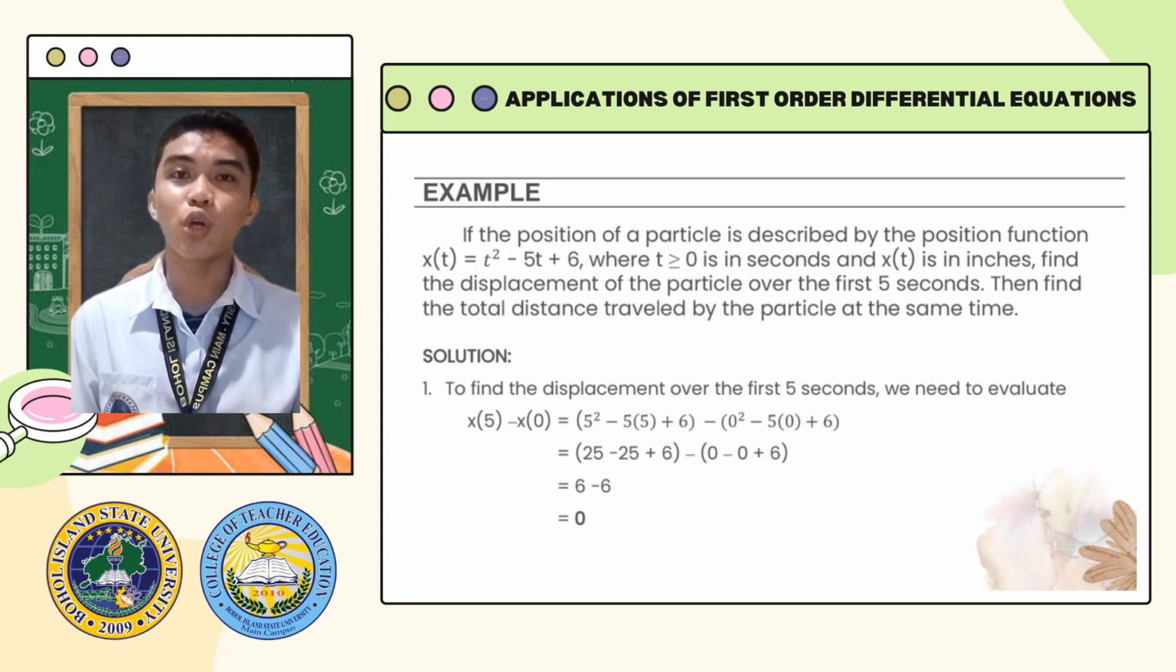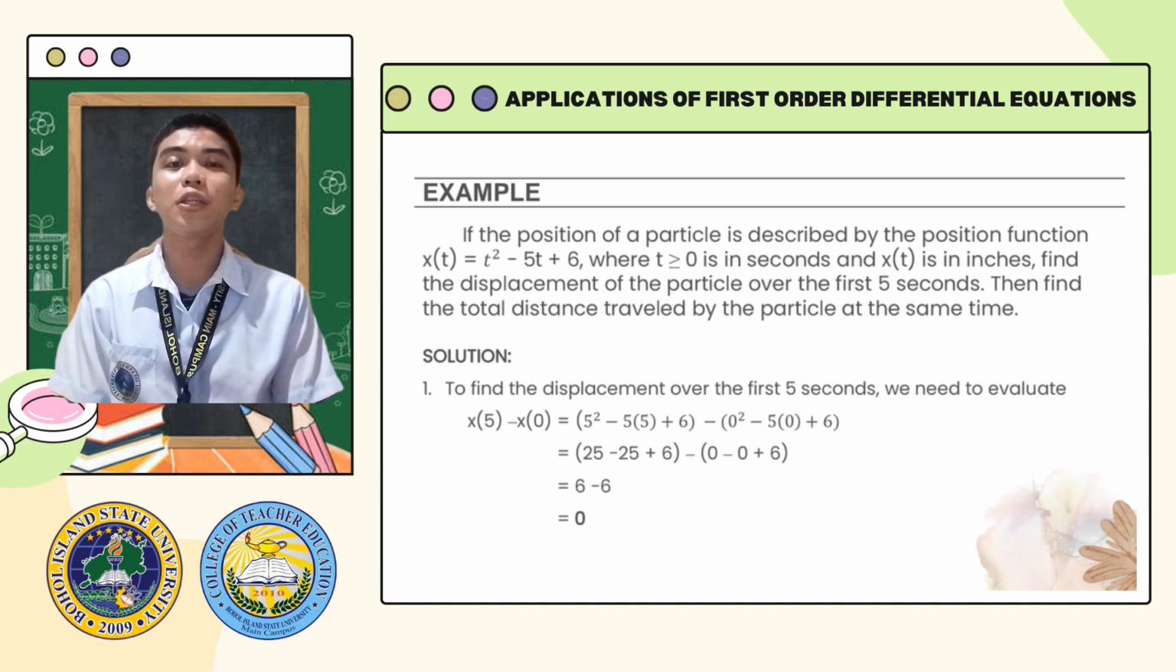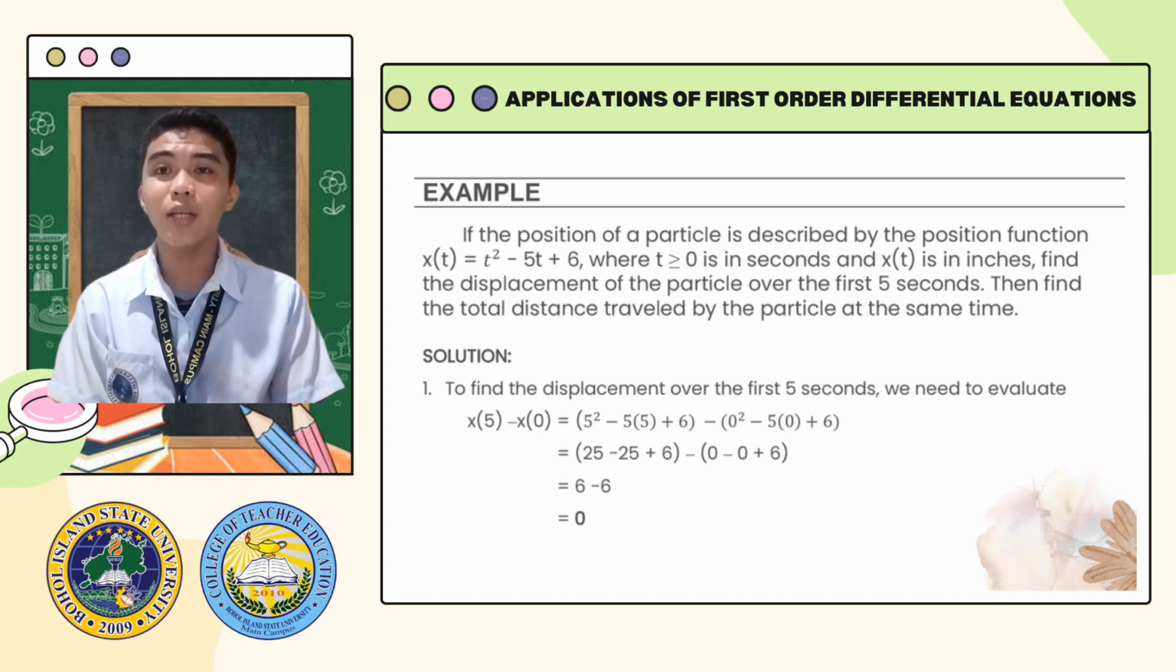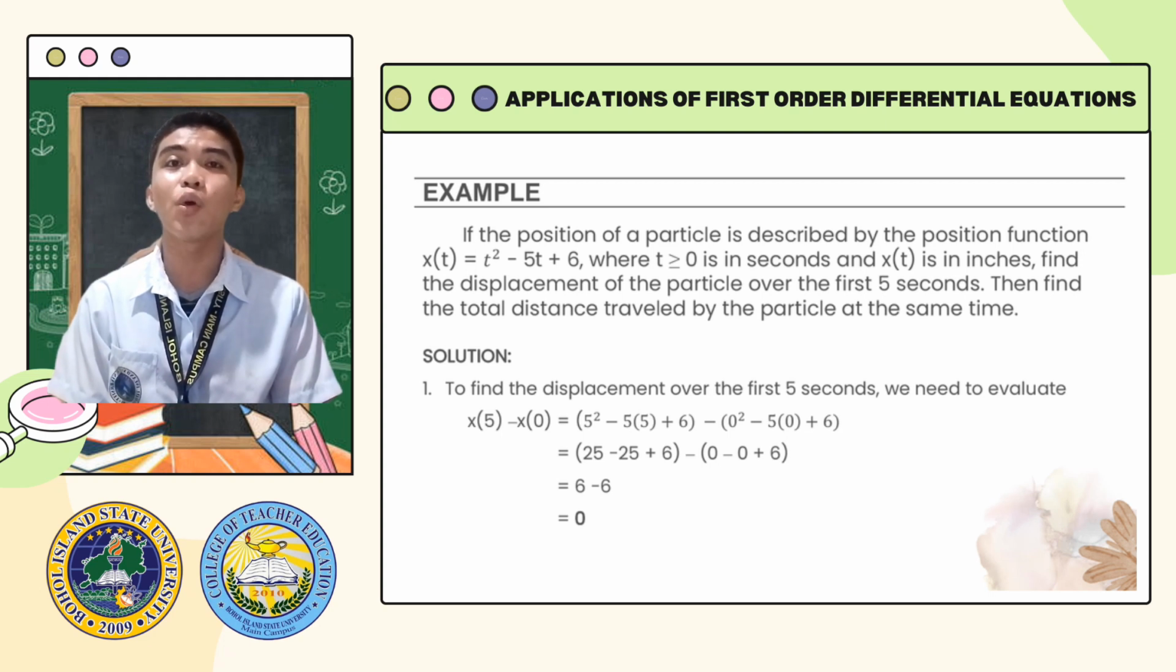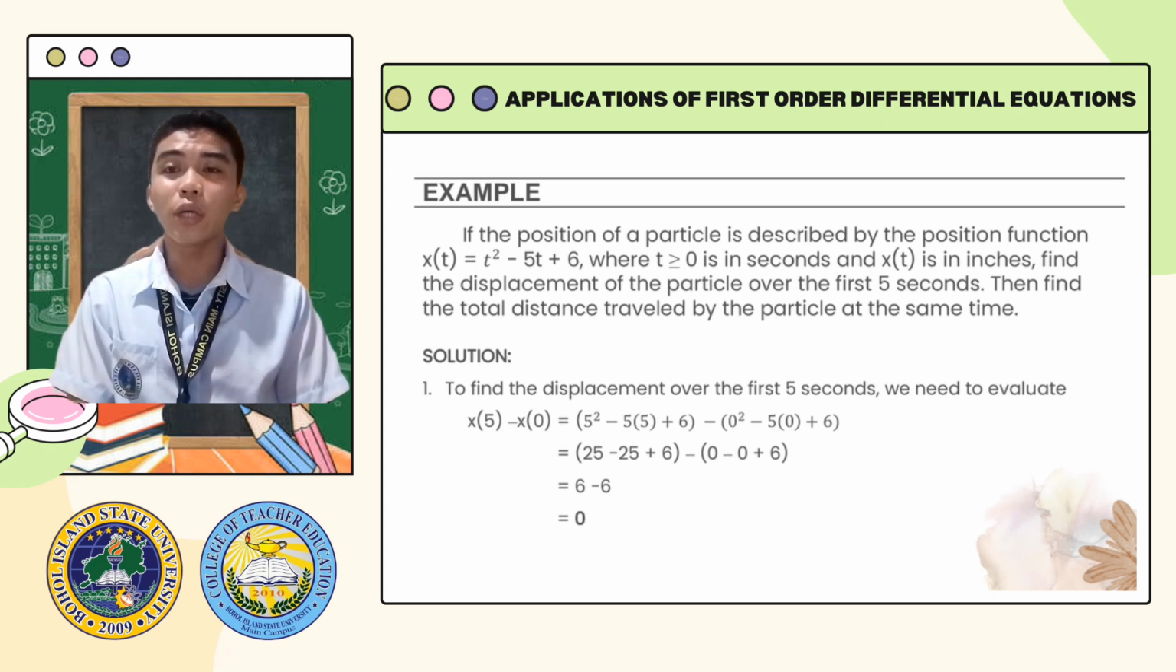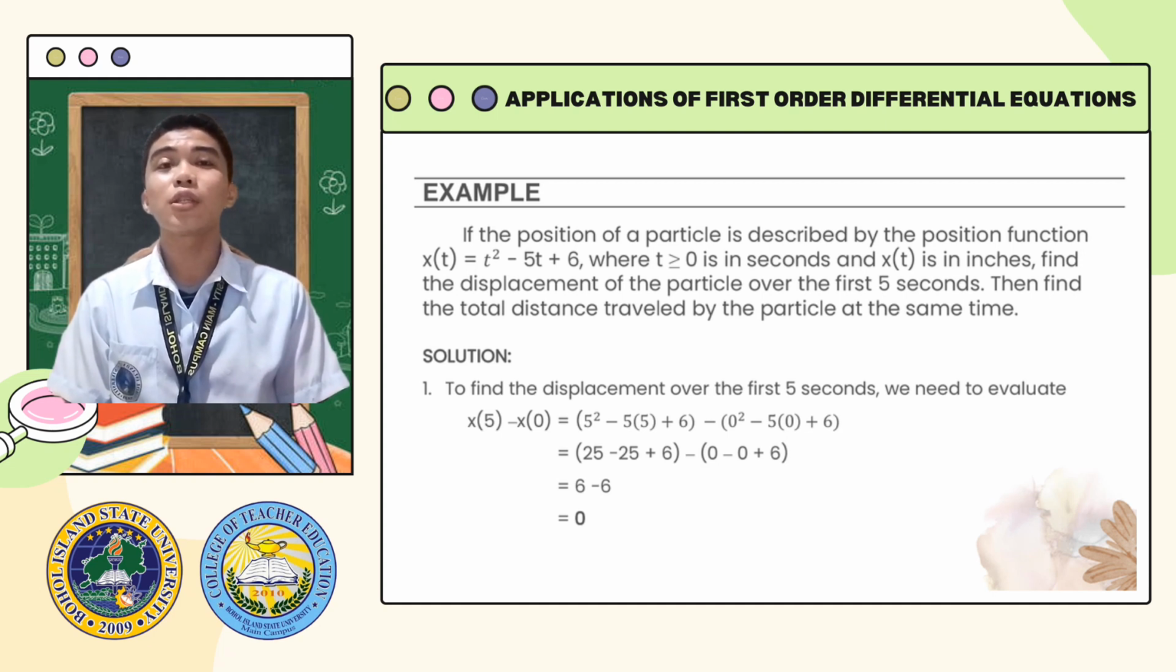So we have here the solution. The first step is we will find the displacement over the first 5 seconds. So we need to evaluate x of 5 minus x of 0, where x of t is equal to t squared minus 5t plus 6. Since we are looking for the displacement over the first 5 seconds, we have x of 5. So now, just simply substitute the value of t in the given equation.